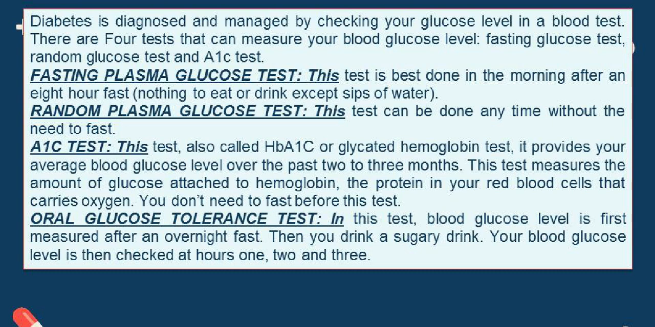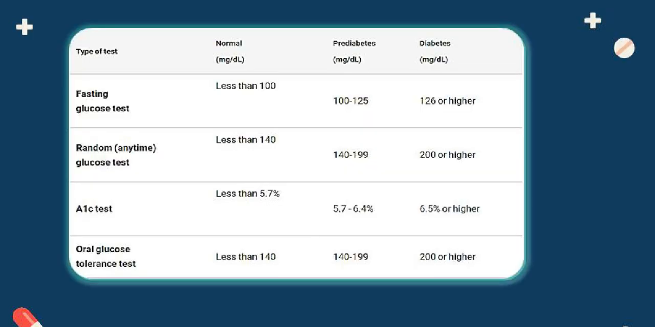In the oral glucose tolerance test, blood glucose level is first measured after an overnight fast. Then the patient needs to drink a sugary drink. The blood glucose level of the patient is then checked at hours 1, 2 and 3.